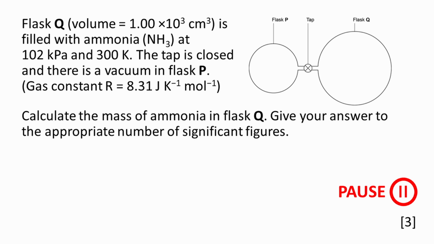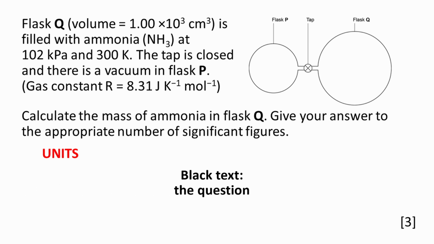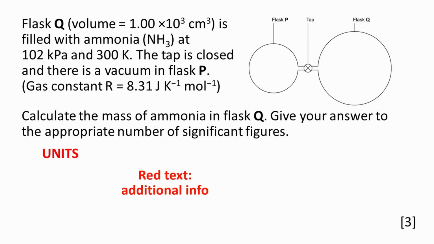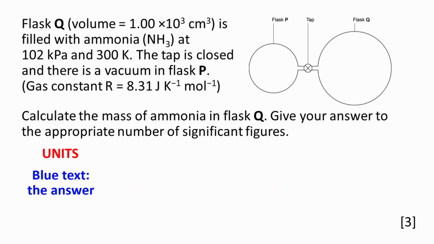Here's the first part of the question. Calculate the mass of ammonia in flask Q. Give your answer to the appropriate number of significant figures. I've also abbreviated the information given earlier, leaving just the essential details. You have to know the correct units to use when tackling ideal gas equation questions. You also have to be able to convert between these units. This is a useful skill for many other chemistry calculations and is also relevant to other scientific subjects.